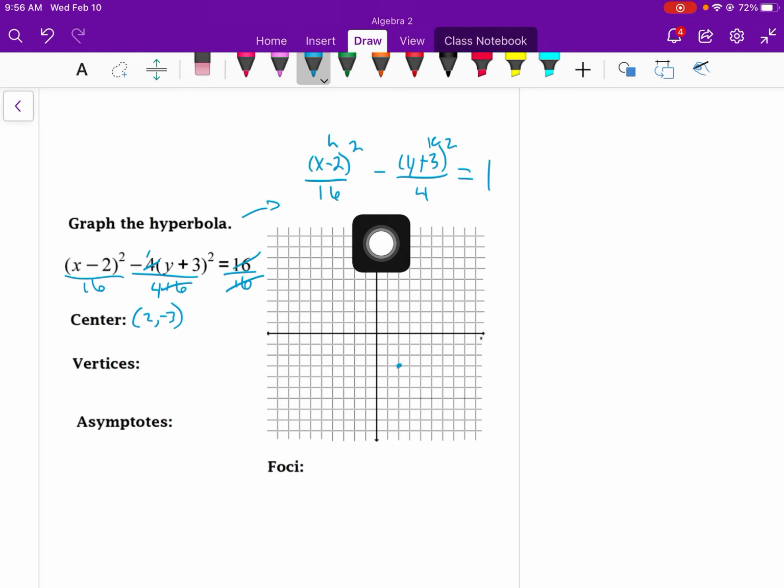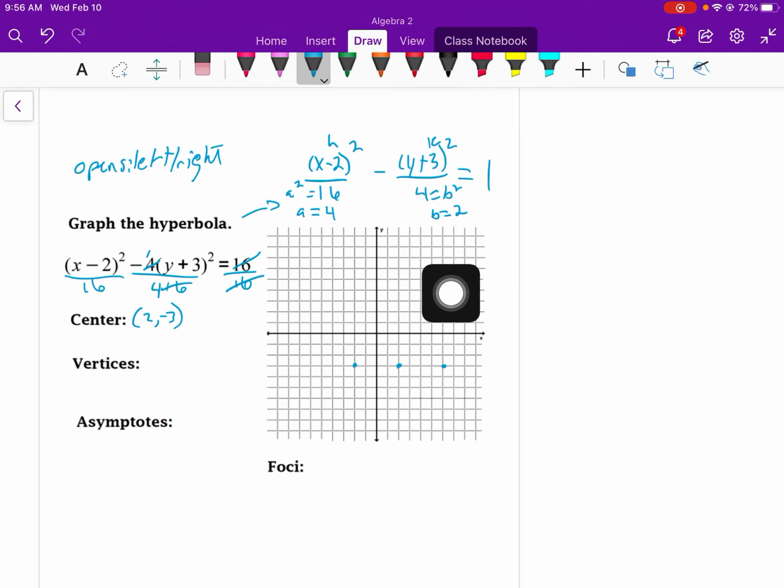In this case, a squared is not the bigger of the two values, but in this situation it will be. A squared with a hyperbola is the one that leads. Just because this one is bigger than 4 doesn't mean that will always be the case with a hyperbola. So this is a squared, so a is 4. Since x comes first, it's going to open left and right. So 4 units from the center, left and right: 1, 2, 3, 4. 1, 2, 3, 4.